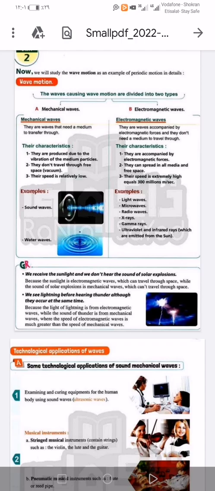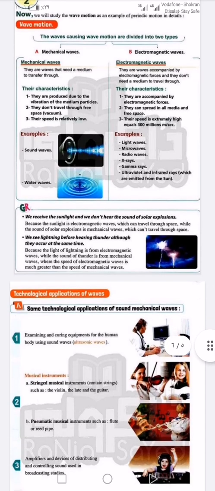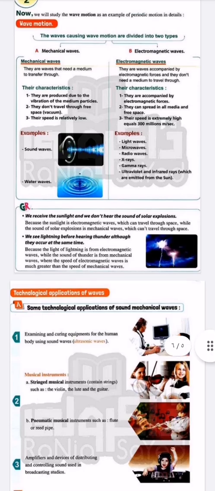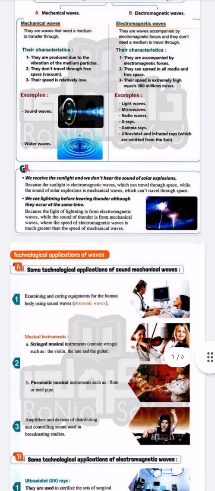The last point in our lesson, technological applications of waves. The first application is about sound mechanical waves. Number 1, examining and caring for the human body using sound waves like ultrasound waves.